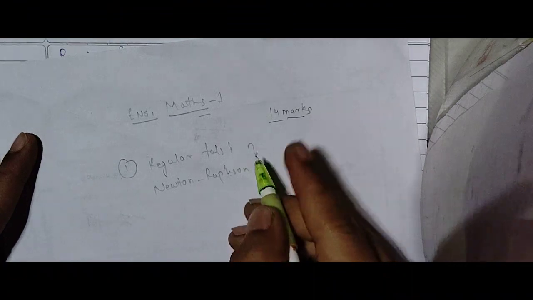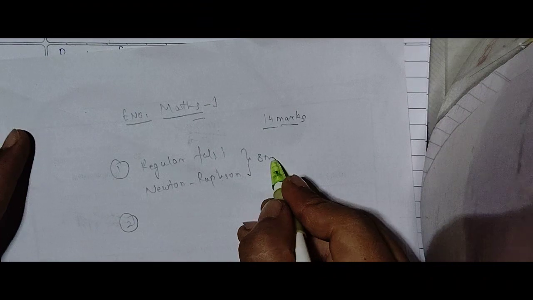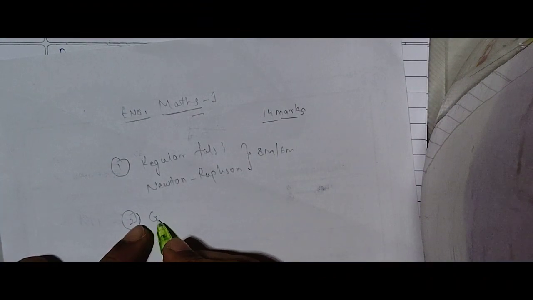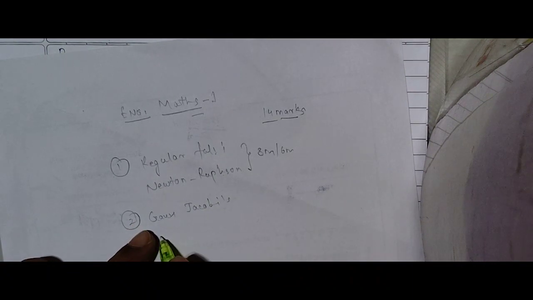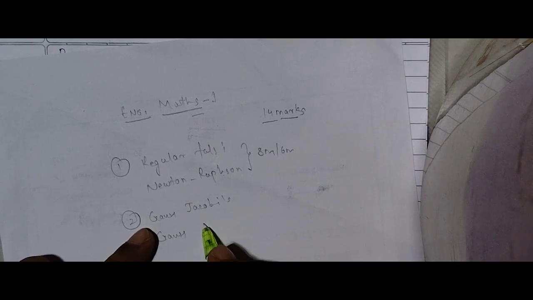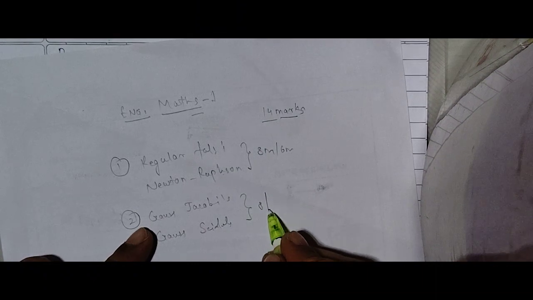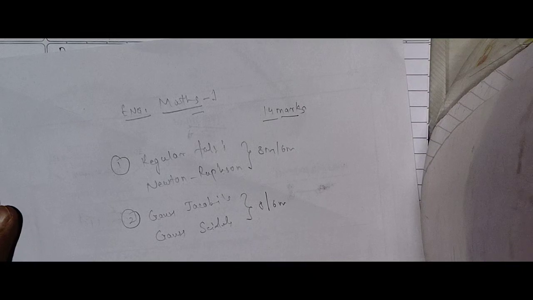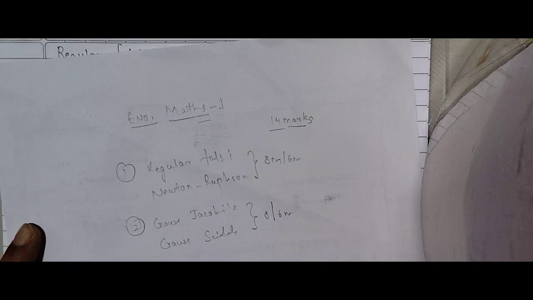Out of this, one will definitely come for 8 marks. The second one is 8 marks, or you can say 6 marks. Second one is Jacobi's method, and the other is Seidel's method. Out of this, one question can be asked for 8 or 6 marks. So guys, the total can vary from 12 marks to 16 marks. So please remember it.